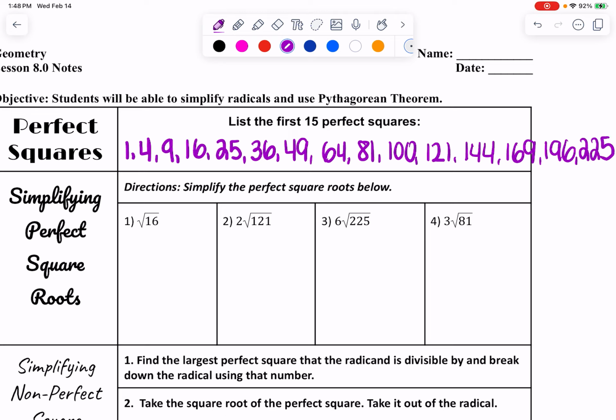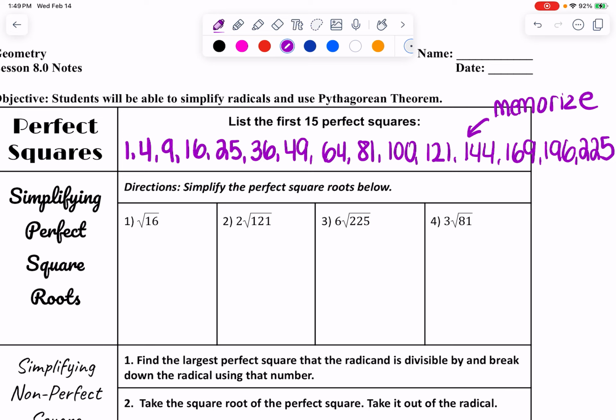These are the perfect squares that come from multiplying a number by itself, okay? I'm going to say this: you probably have to memorize them, or you need to know how to find them because we're going to use them, okay? So we're going to start off easy. It says simplify the perfect square roots below, okay?